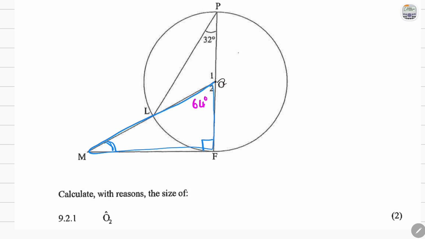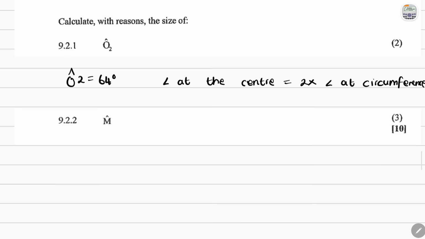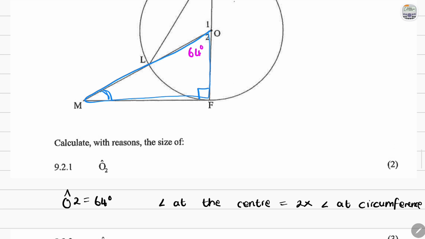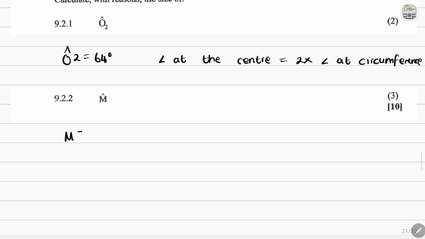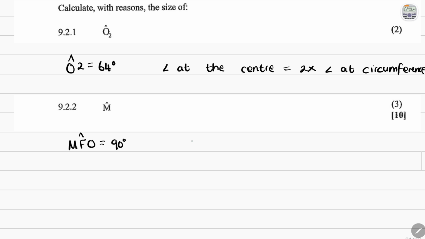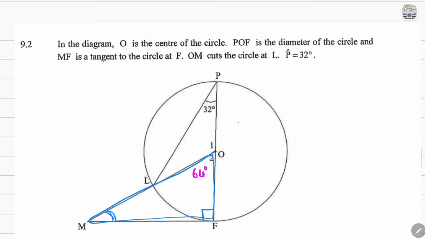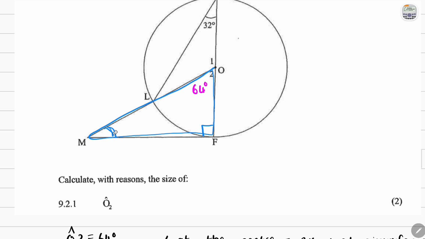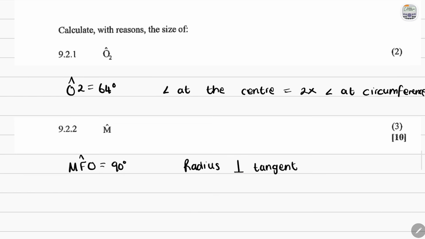So I'll start by saying that angle OFM is 90 degrees, or let's just call it MFO. So angle MFO in alphabetical order equals 90 degrees, and that is because we have the radius being perpendicular to the tangent. Okay, and then we can just find this angle now. So we have two other angles, and let's find the third angle there.